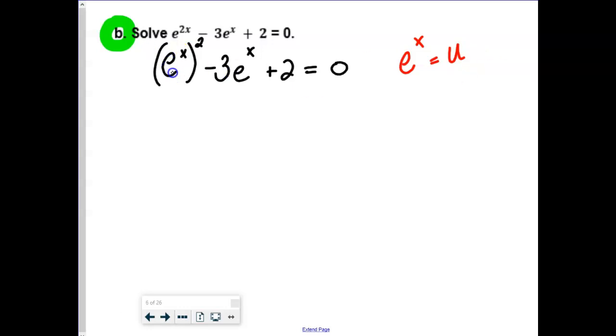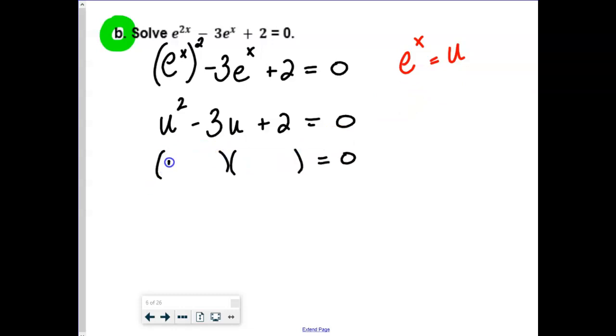So for instance right here, instead of (e^x) to the second power, we could rewrite this as u to the second power. And then instead of 3 times e^x, we could call that minus 3 times u, plus 2. Well, now that's looking a whole lot like a trinomial that we could factor. So you're going to use your normal factoring techniques, and you're going to rewrite this as (u - 2)(u - 1), a minus 2 and a minus 1 for the rest of my factors.